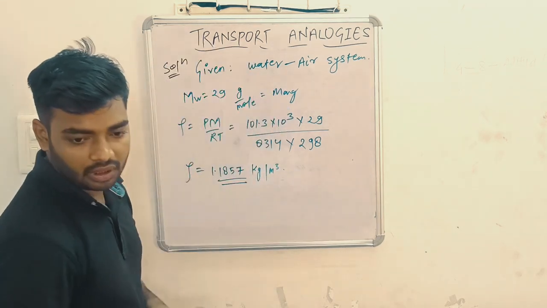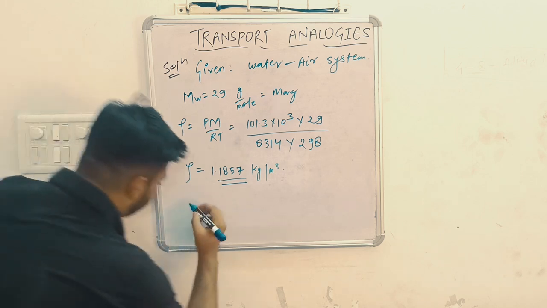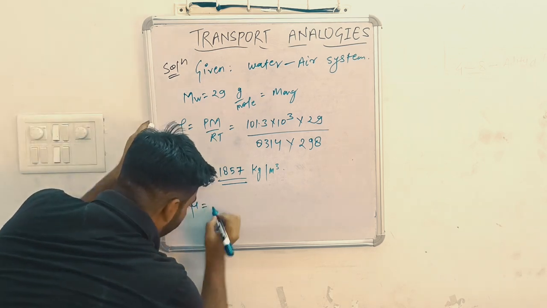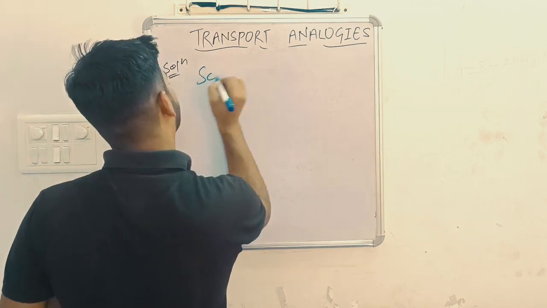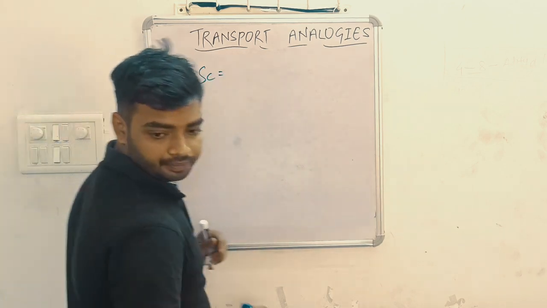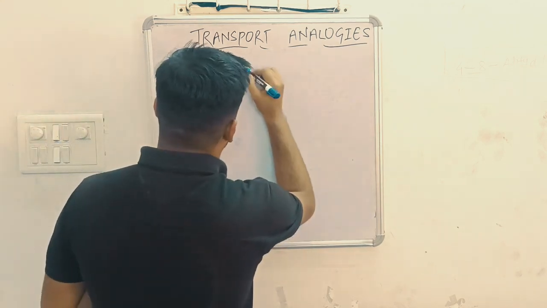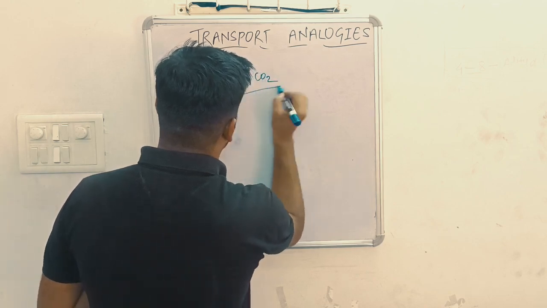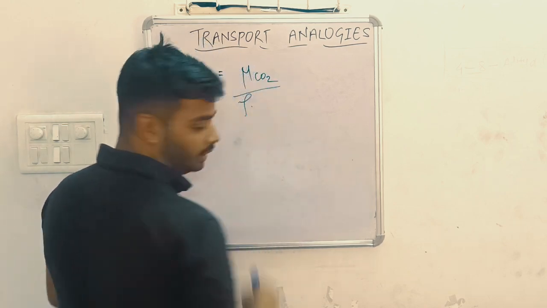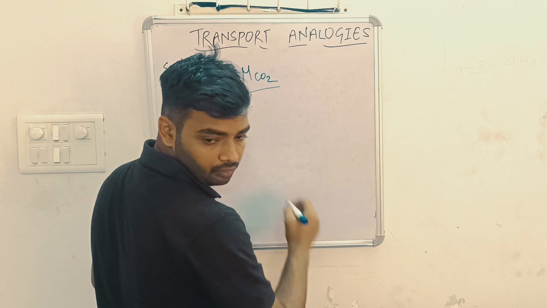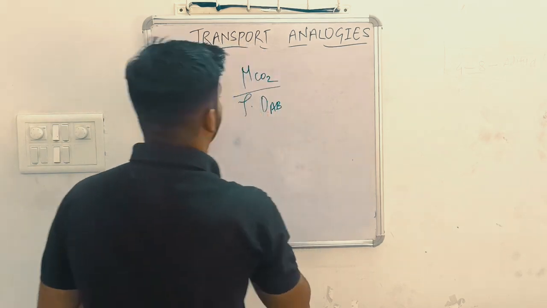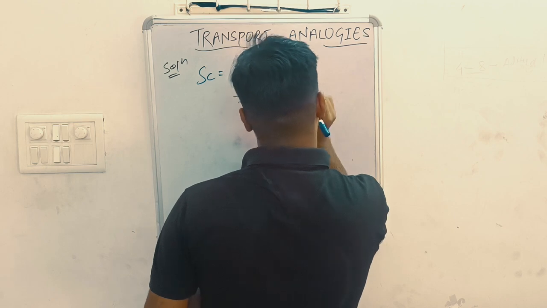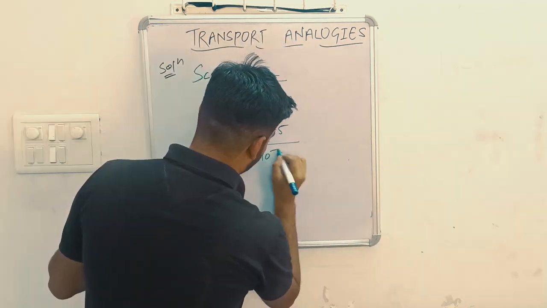We have got two values, and now we have also given viscosity mu is equal to 2 into, it is given by mu CO2 upon rho into dAB, which will be into 10 power minus 0.